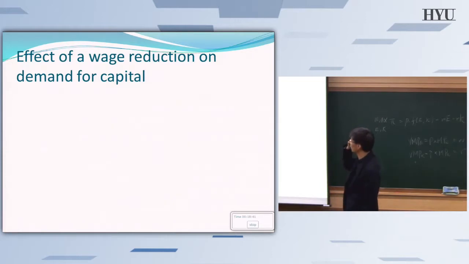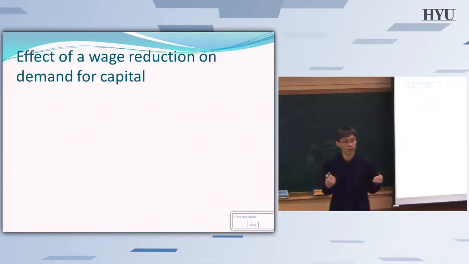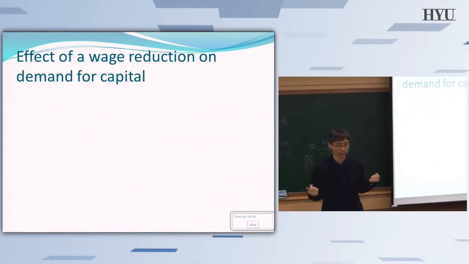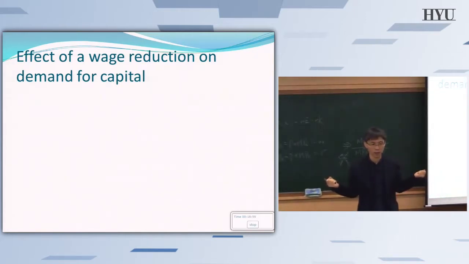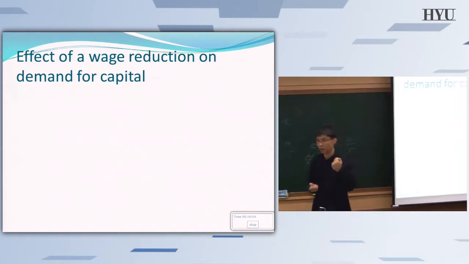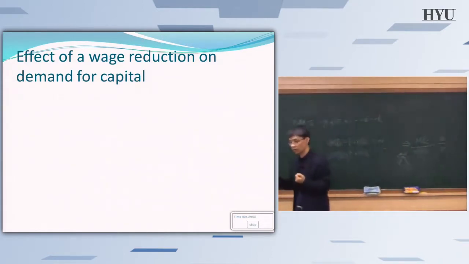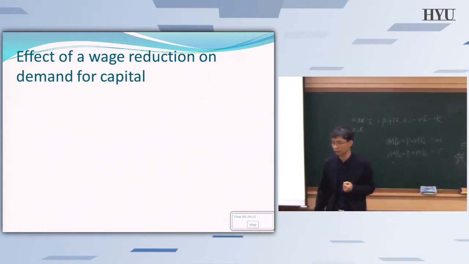But there is one more thing to think about in the long run: a change in wage may affect demand for capital. Well, the other way around, actually. A change in the cost of capital may affect labor demand. Why? Because they can change anything. When the wage changes, in the long run, they can change capital input. Or if the cost of capital changes, they can change the labor input.